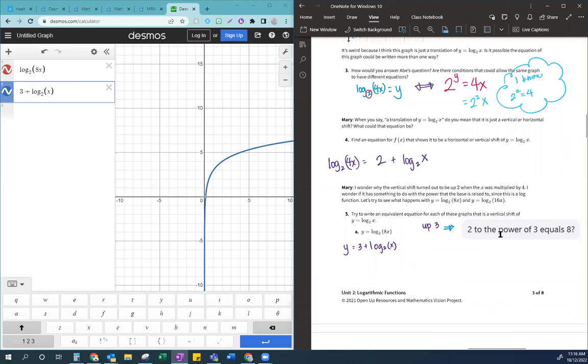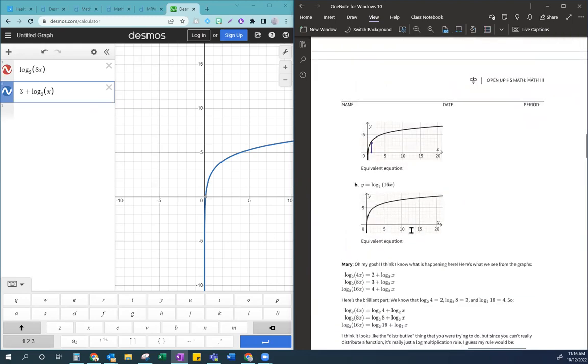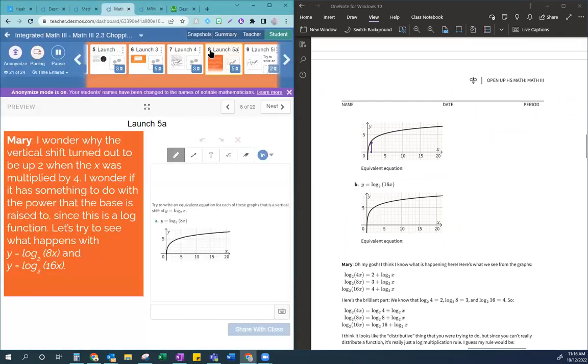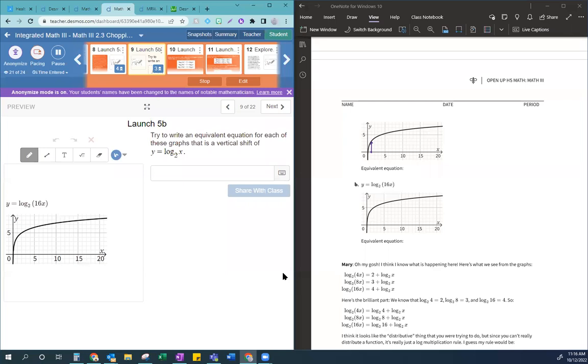So the reason why this is 2 was because 2 to the what gives me 4? It's 2, right? Okay, if that really does make sense, check out this one. Don't even look at the point. What would the shift up be now for 16x? You said my shift would be up 4. So this is up 4. So what would my equation be? Exactly, 4 plus log base 2 of x.